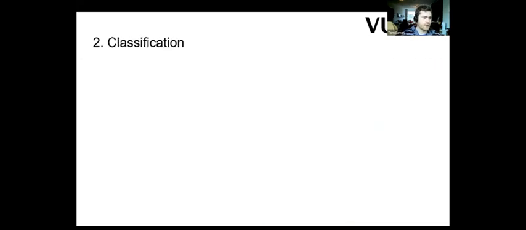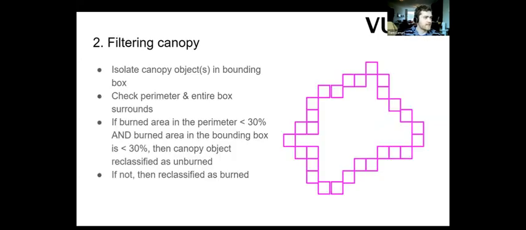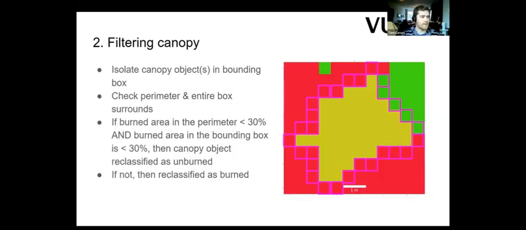To get that out, we isolate each canopy object inside a bounding box, and we have a look at the perimeter around it. Essentially, if the burned area in the perimeter is less than 30%, so if all those individual highlighted pixels, less than 30% of those are burned, then the canopy object is reclassified as unburned. And if that's not the case, then it's burned.